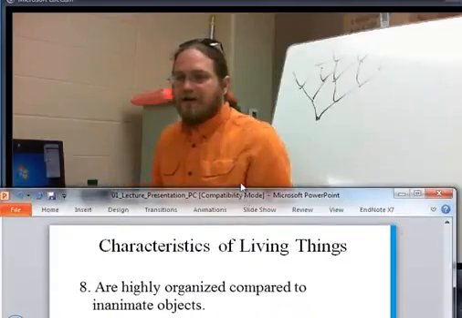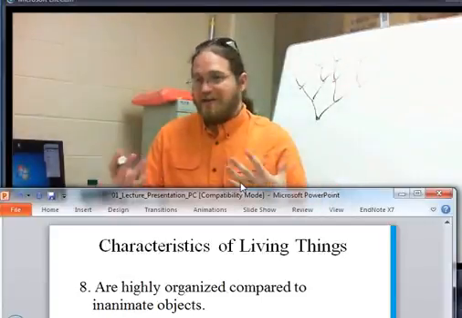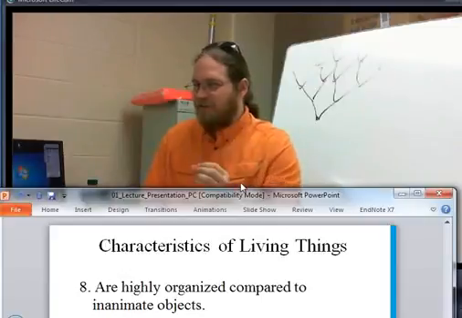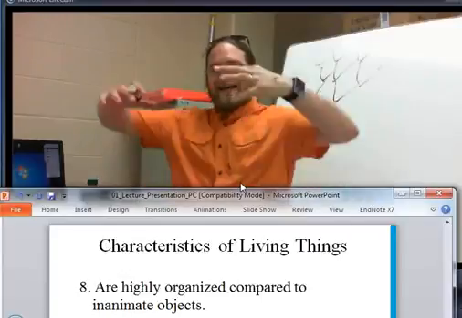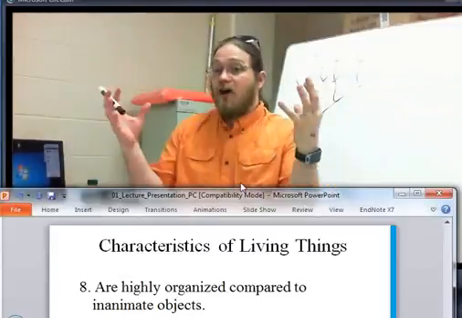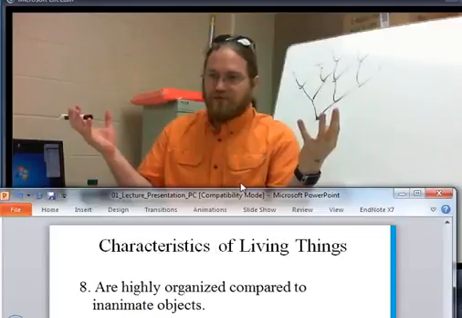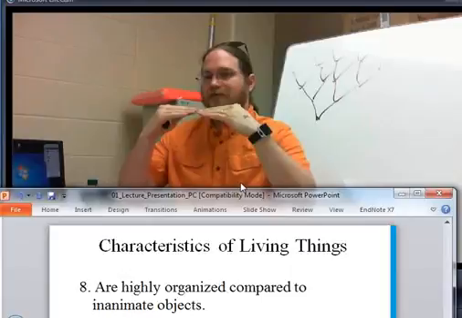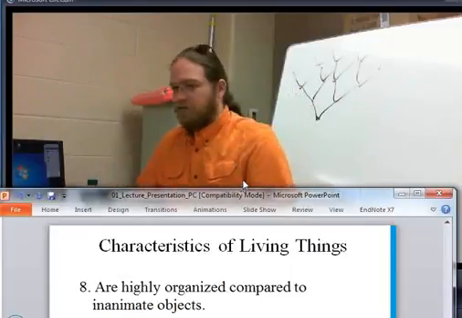Lastly, living things are highly organized compared to inanimate objects. This is true. If you take a rock, it may look fancy, like say a crystal, but it's not nearly as complex and organized as even the most primitive living organism. And this is because living organisms take the unorganized world and they organize it in very complex ways so that they can live. And thus, that's a characteristic of life. We do not see living organisms that do not have some basic level of complexity that's beyond inanimate objects that we find in the world.